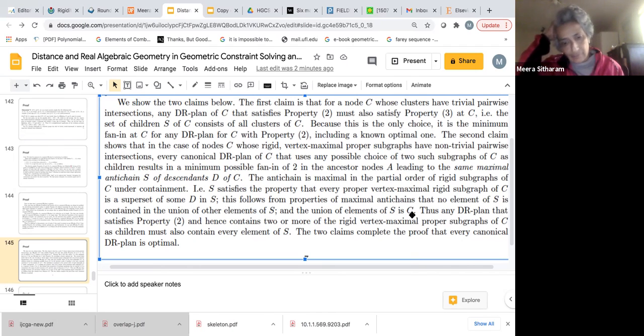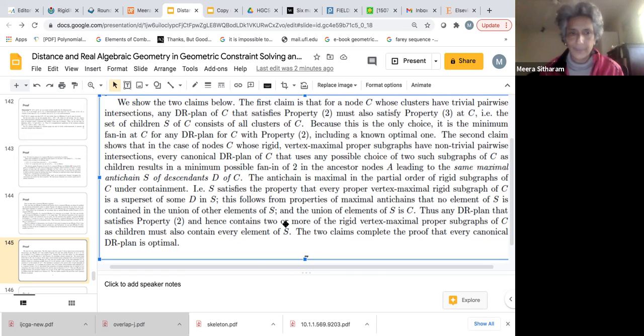So a basic DR plan, canonical or not, has the property that the union of the children is the parent. And because of that, we're going to use that to say that these children, nodes S, have to be present in any DR plan that has that property. So we're using that here.